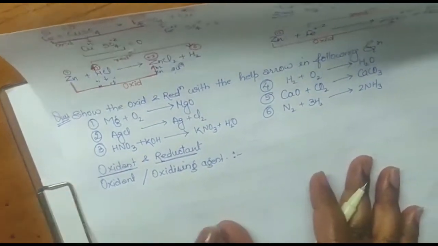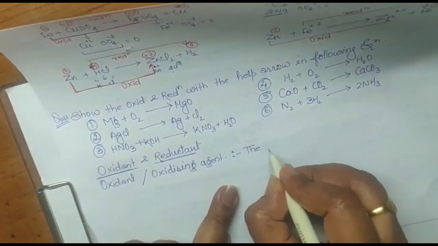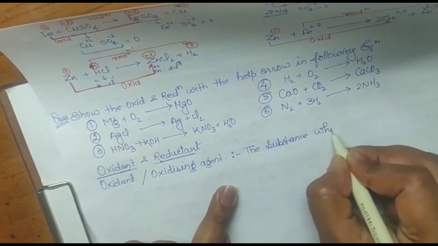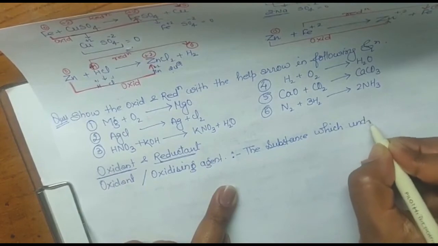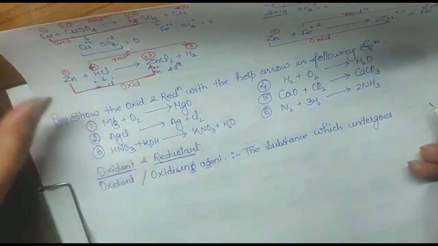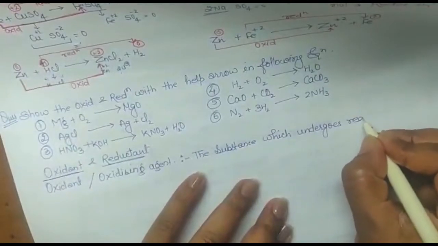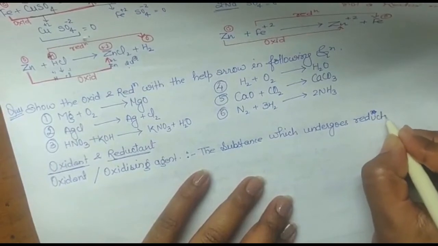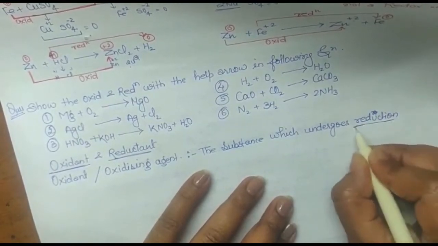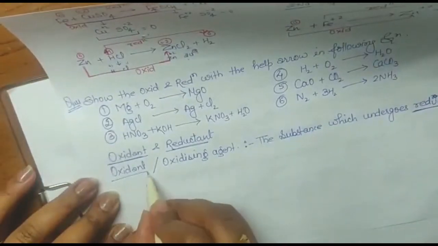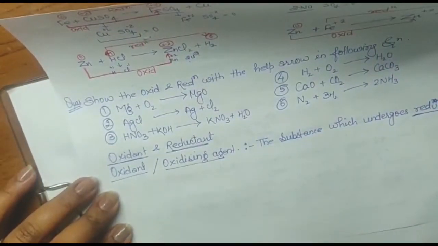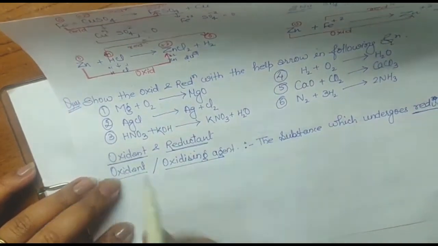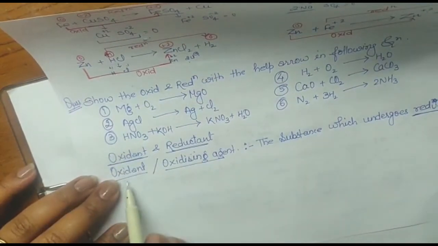And how will you define it? The substance which undergoes reduction, just opposite, be careful, undergoes reduction. That means जिसका reduction होता है. Okay, the one which is undergoing reduction will be considered as oxidant or oxidizing agent. Both are the same thing. Don't be confused. Oxidant or oxidizing agent, both are the same thing. कौन होगा? Just opposite. जिसका reduction हो रहा होगा वो oxidant कहलाएगा.